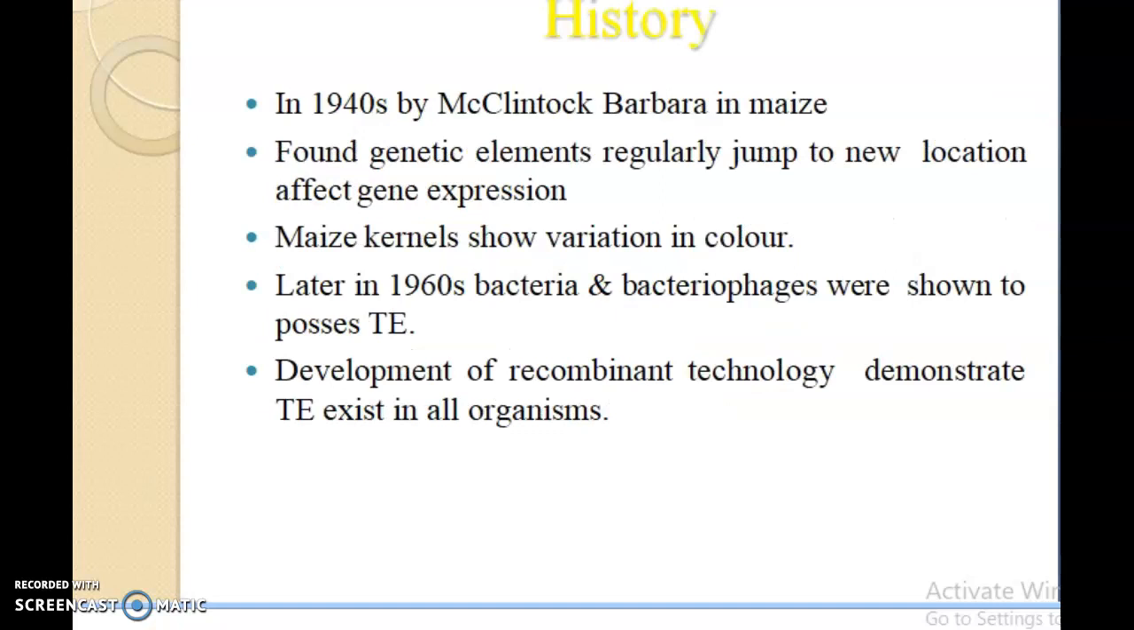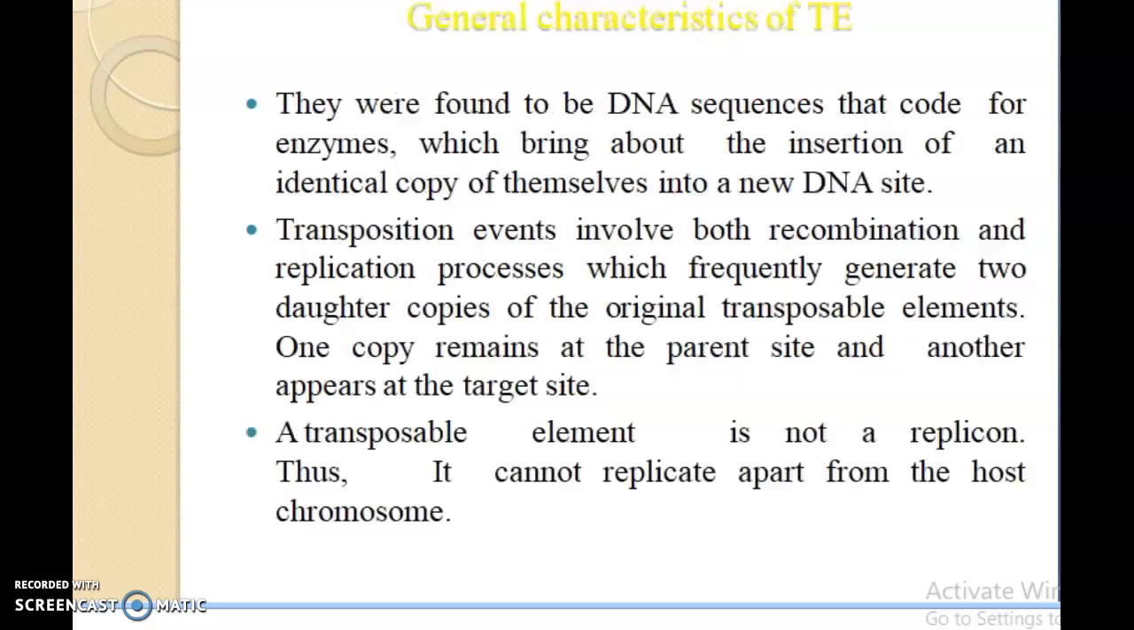So this is the historical background. As I told you, the scientist Barbara McClintock found transposons for the first time in maize, and in 1983 she got the Nobel Prize for that work. Then they found that genetic elements regularly jump to new locations, which affects gene expression. The variation in color of maize kernels is one example. We also discussed this during the mechanism of cytological crossing over.